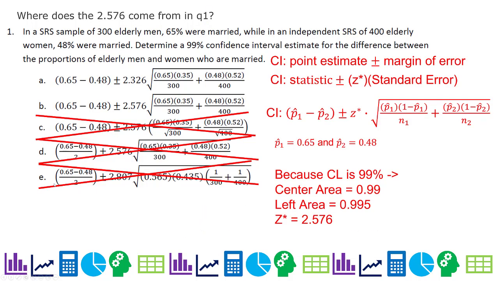Okay, so now we have our z-score of 2.576, right? And we're just down to 2 options, and you can see only one of these has 2.576 on it right there, and that is the correct answer.